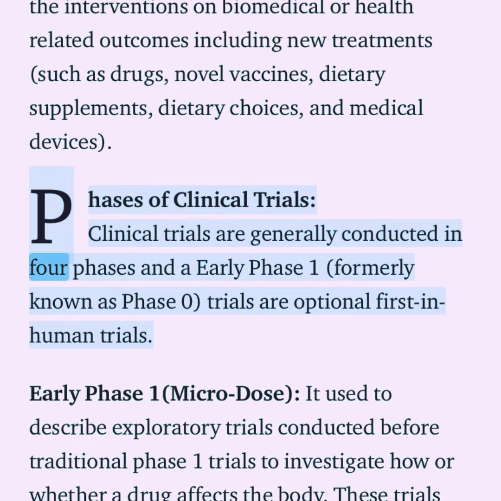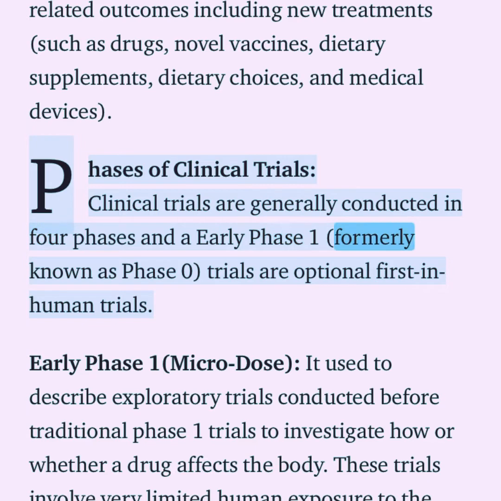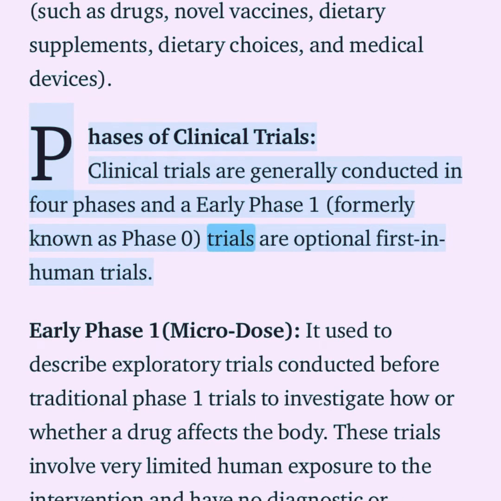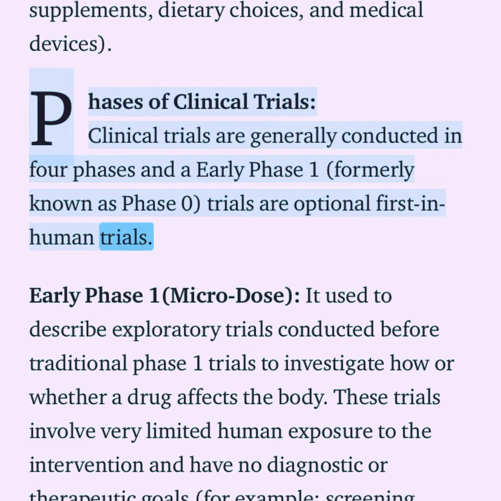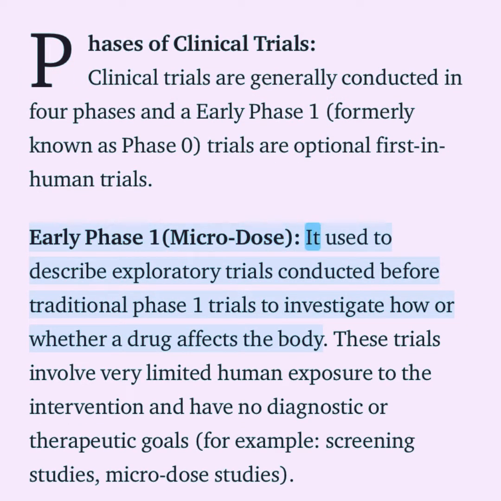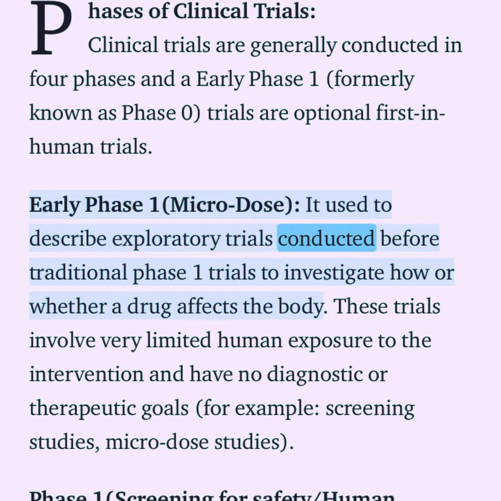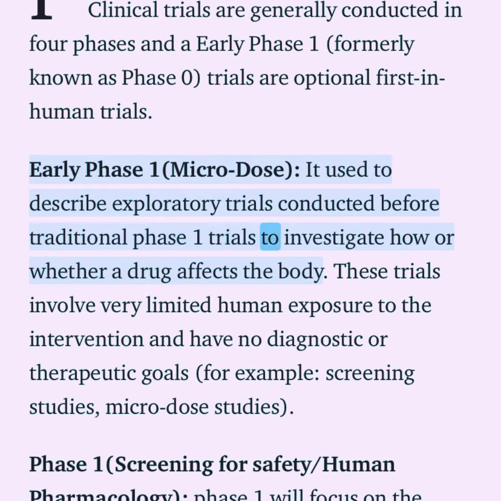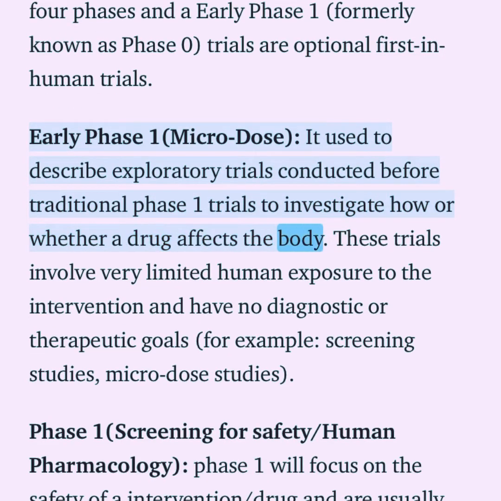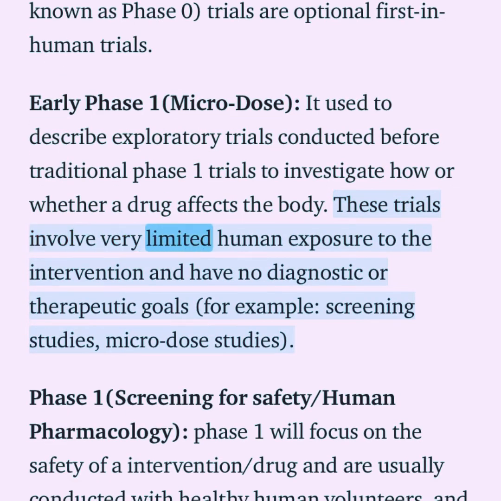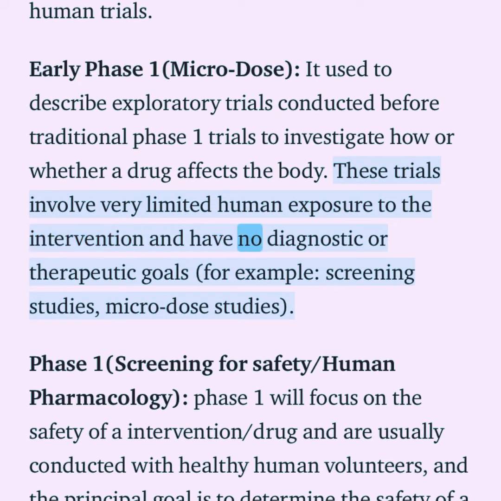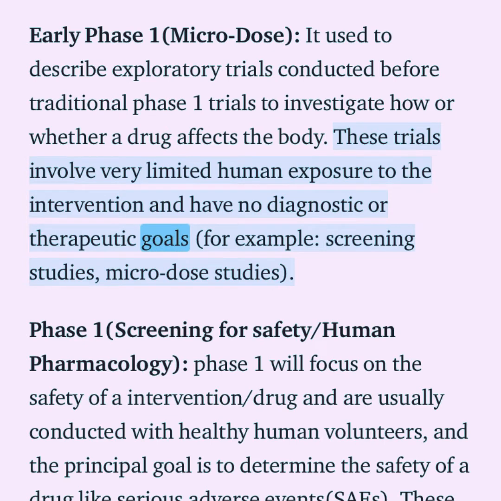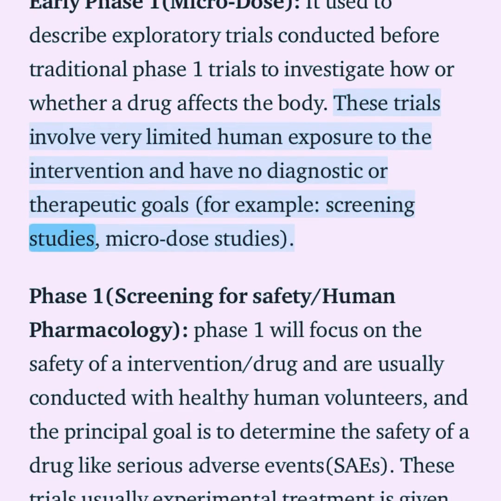Phases of clinical trials. Clinical trials are generally conducted in 4 phases, and early phase 1, formerly known as phase 0 trials, are optional first-in-human trials. Early phase 1 microdose is used to describe exploratory trials conducted before traditional phase 1 trials to investigate how or whether a drug affects the body. These trials involve very limited human exposure to the intervention and have no diagnostic or therapeutic goals, for example, screening studies and microdose studies.